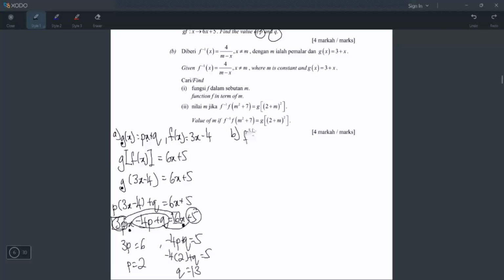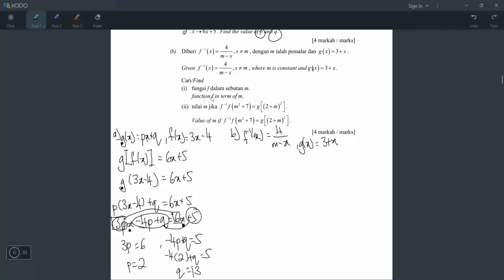Given that f inverse x equals to 4 over m minus x, and then they say x cannot equal to m, this one you don't have to write. This one they write because if x is equal to m, then m minus m is 0, then the whole thing becomes undefined, because you cannot divide by 0, right? But this one you don't have to write in the question, right? Okay, next, where m is constant and gx equals to 3 plus x. Let's write this down also.